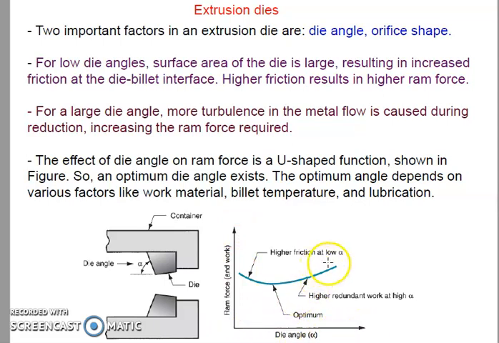Initially there is higher friction at a minimum die angle, and then it comes to an optimum level. Slightly it increases with higher redundant work at higher die angle. If you give a large die angle, the friction increases, and due to that the ram force required is also maximum.